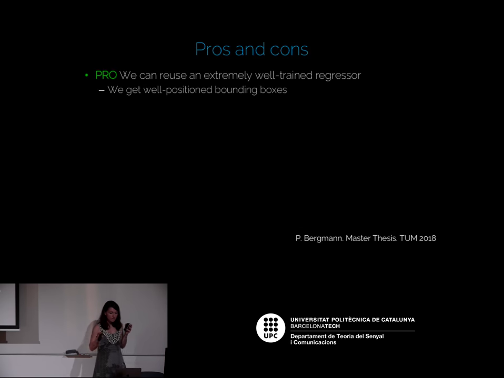Now, of course, this is a rather surprising approach because we have essentially done nothing. We haven't trained any network. We have just reused the regressor in a different way. And so there's a clear advantage to this approach, and that is that this regressor is extremely well trained. And so it will give us really good, really well positioned bounding boxes. So the bounding boxes are going to really fit on top of the person.